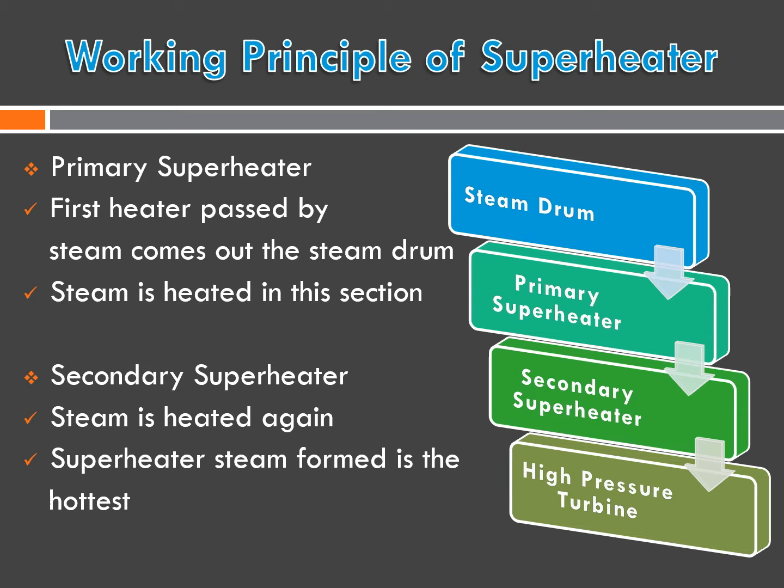As you can see on the right hand side, it shows the process flow of the working principle of superheater. It starts from the steam drum, moving on to the primary superheater and then secondary superheater, and lastly it will reach the high pressure turbine as a superheated steam.